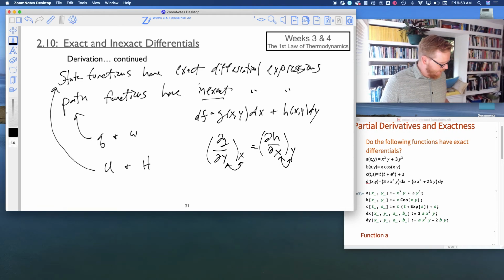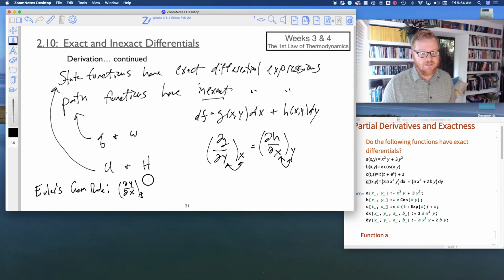Okay? And then finally, another test. There's a few more properties of partial derivatives that I want to make sure that we remember or are familiar with. There's Euler's chain rule. And Euler's chain rule says in the case we have three variables, the partial of y with respect to x at constant z times the partial of x with respect to z at constant y times the partial of z with respect to y at constant x, all of that equals -1.